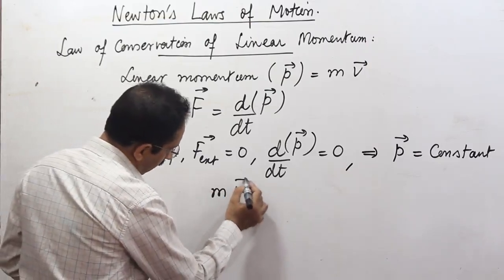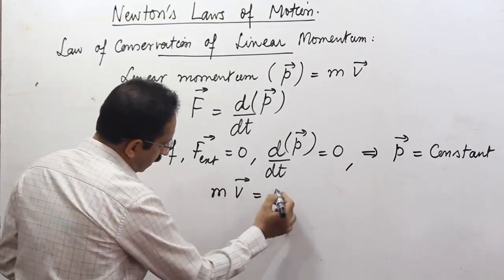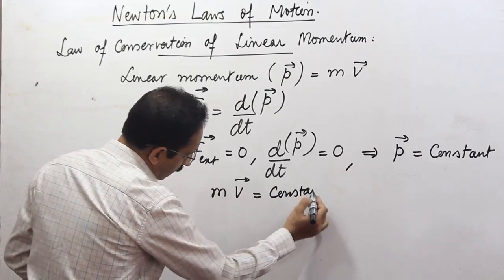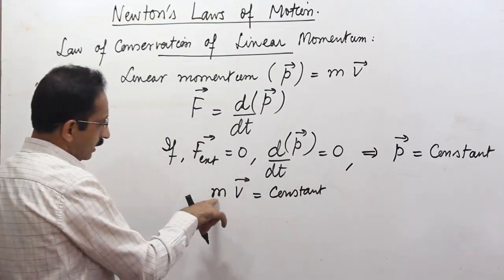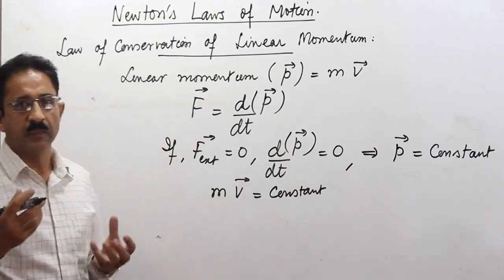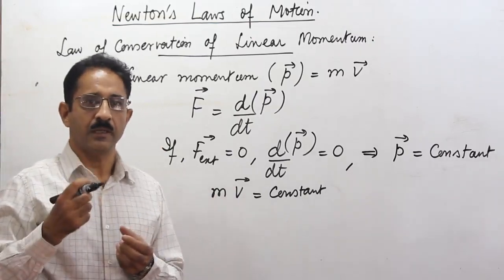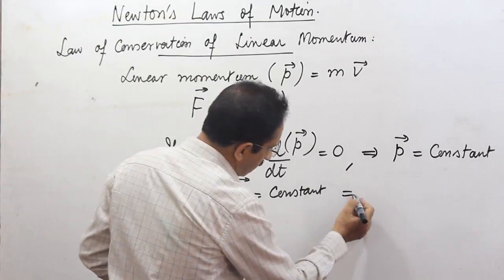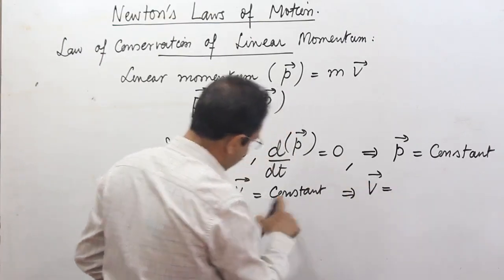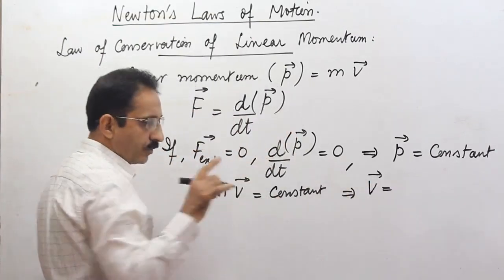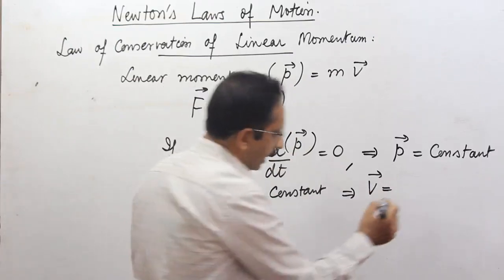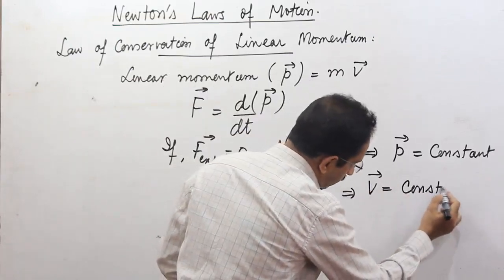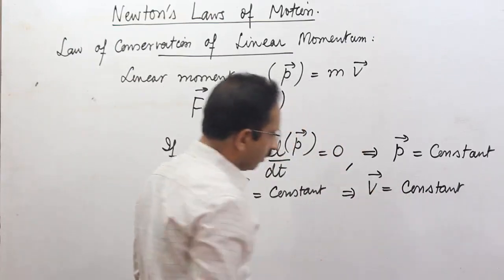If I say m into v is a constant, some constant k, then we can say कि अगर एक पार्टिकल जिसका मास फिक्स्ड है, अगर हम उस पार्टिकल की बात करें, its velocity must remain constant. That way मैं constant को डिवाइड कर रहा हूँ m से, provided mass remains constant, we have v equal to a constant. Now what it means कि v is equal to constant.